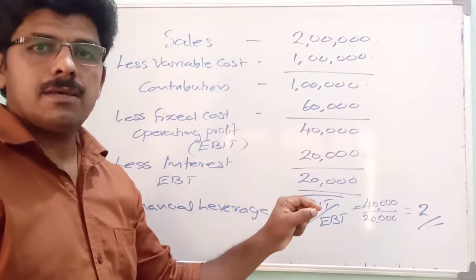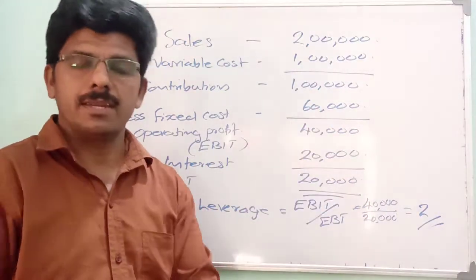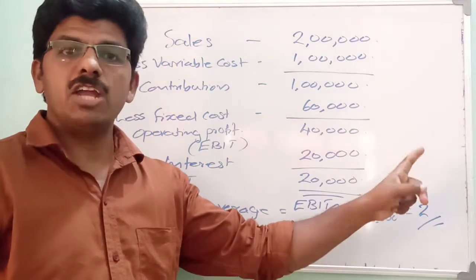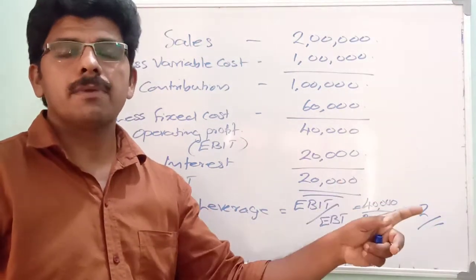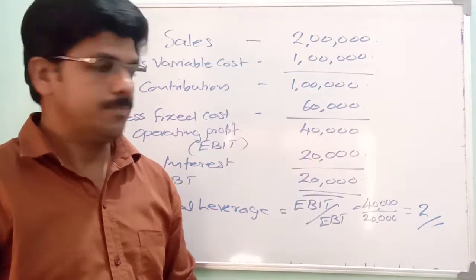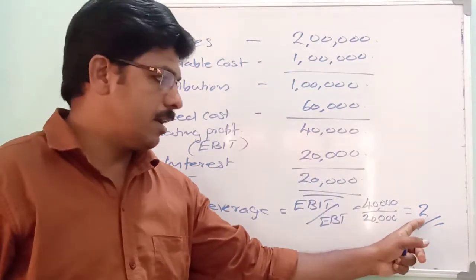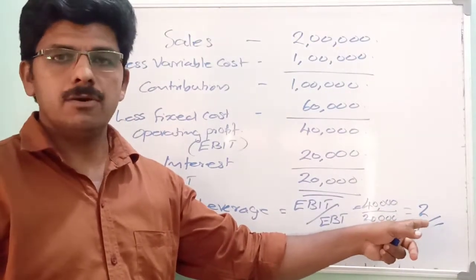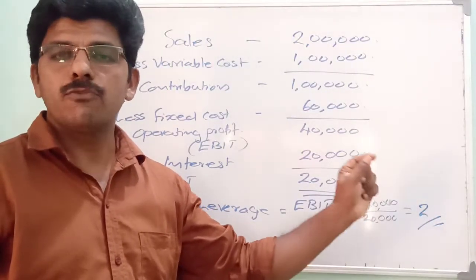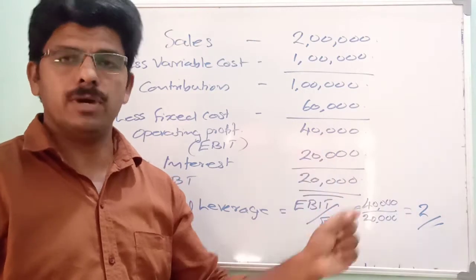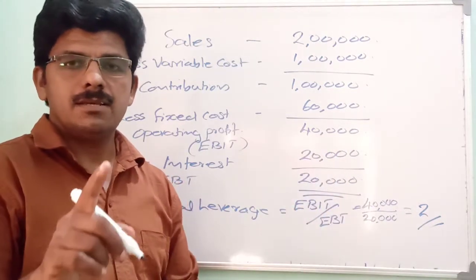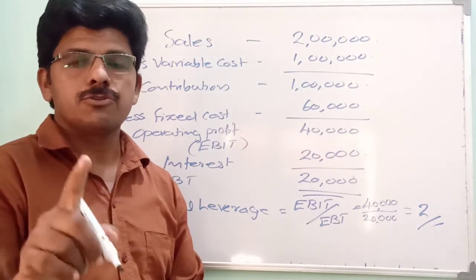So, as per the financial leverage theory, if this financial leverage is more than 1, that firm can be called a financially leveraged firm. It is a levered firm because the resultant figure is more than 1. It is double of 1. So that is why it is a good financially leveraged firm according to this problem. After a short break we can go through another problem.